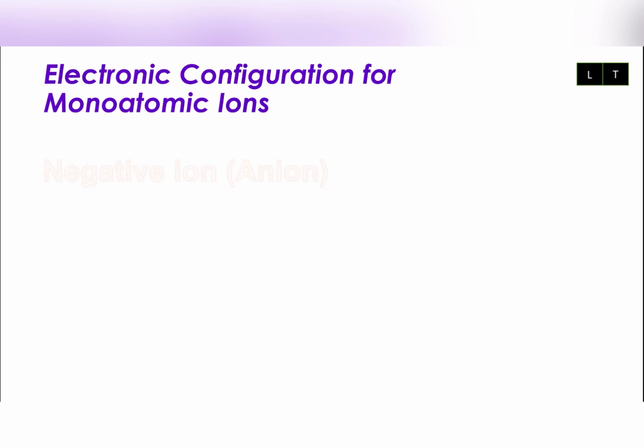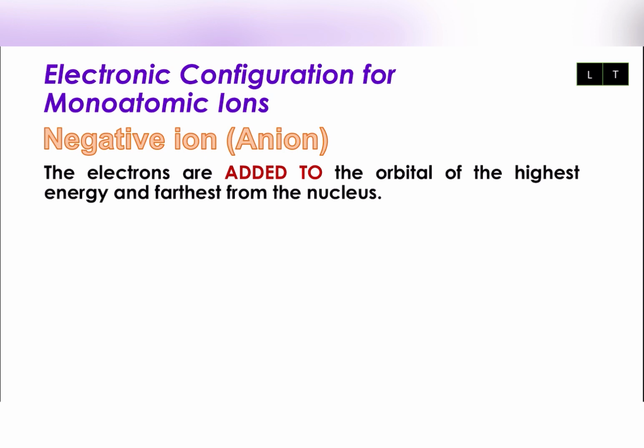Next, let's continue with the negative ion or anion, where we know that electrons are added to the orbitals of highest energy. I will use oxygen with 8 electrons. How am I going to write the SPDF notation based on 8 electrons for oxygen? I'm going to write it as 1s2, 2s2, 2p4. After that, I'm going to show you how to write the electronic configuration as an orbital diagram for oxygen where it becomes the ion O2-.